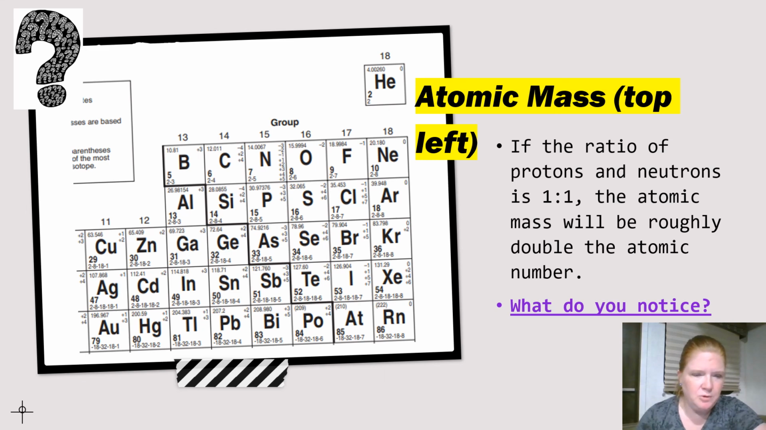So if you look at silver, which is Ag, which has 47 protons, if it were a 1-to-1 ratio, then its atomic mass should be roughly double that, so 94, but it's not, it's 107. Okay, that means there's more neutrons than protons. So again, as the atomic size, the number of protons, gets bigger, I need more neutrons to balance out that electromagnetic force.